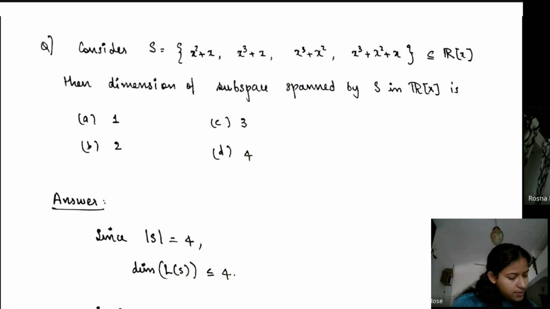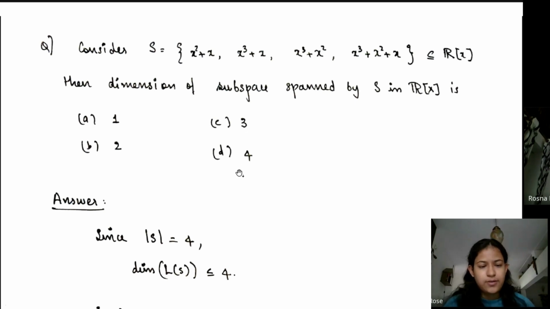Okay, let me try. So Shika and Tapan say option C. Let's see whether it's dimension 3 or not. Okay, we have a set S. Clearly, it has 4 elements and it is spanned. So our subspace is spanned by S. I sometimes write the span of S as L of S. It denotes the span of S.